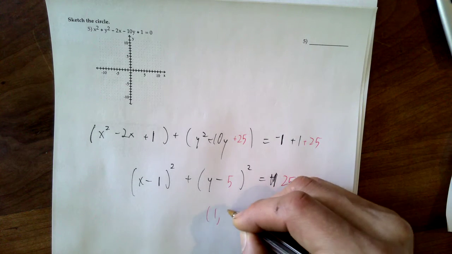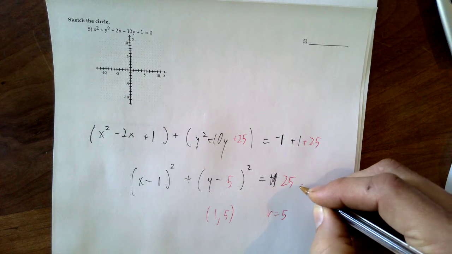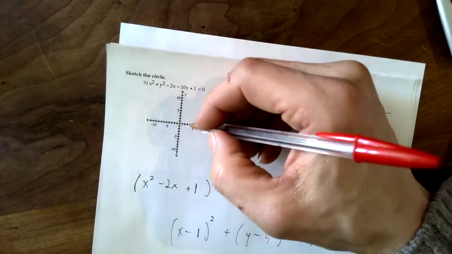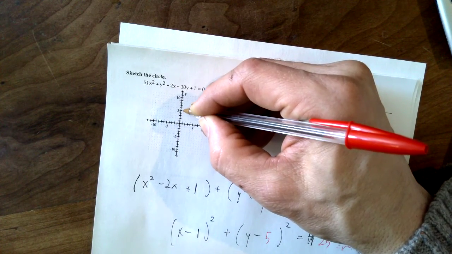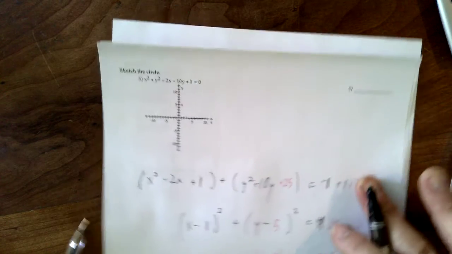I got a center at 1, 5. And I got radius is also 5. This is r squared, so the radius is 5 also. Now it's real easy to do a sketch on that. Plot the point, keeping in mind that's not part of your graph, but it's the center that you're at. 5 units away from that in all directions.